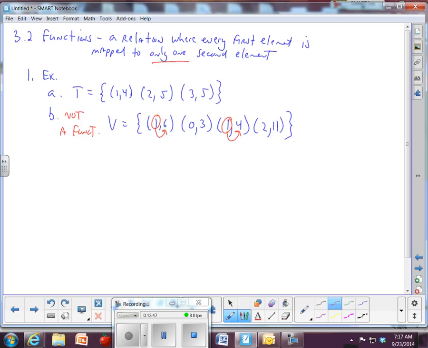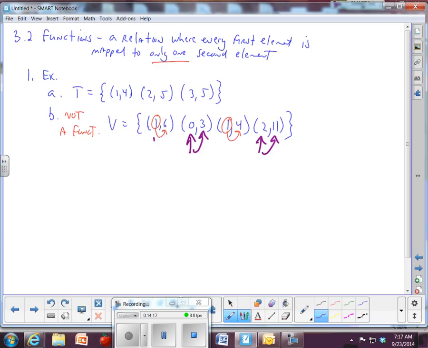And here's the reality of it. Think about a computer. Think about input and output. You input something on the keyboard and the computer is going to output something. Well, we have a problem if we don't have a function. If you input the 0, the computer has no problem. It will output a 3. If you input a 2, it knows what to output. It will output an 11.